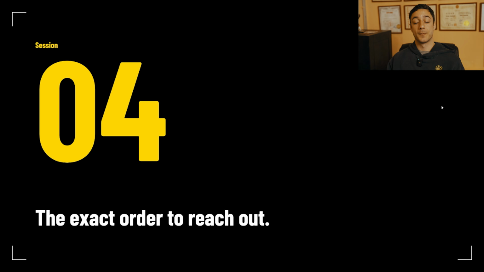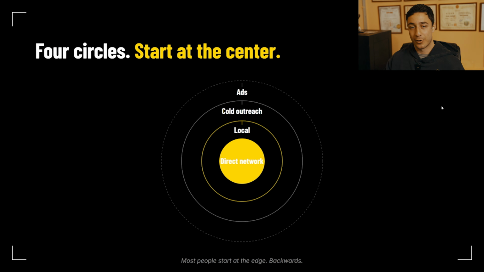Now, moving on. The exact order to reach out. How do we actually go about reaching out? Well, the way I like to think of it is there are 4 circles that we have to essentially understand. And what we're going to do is start at the center, from the smallest circle. Most people start at the edge and they work backwards. This is another very big mistake that people make. However, you need to start from the first circle right here.